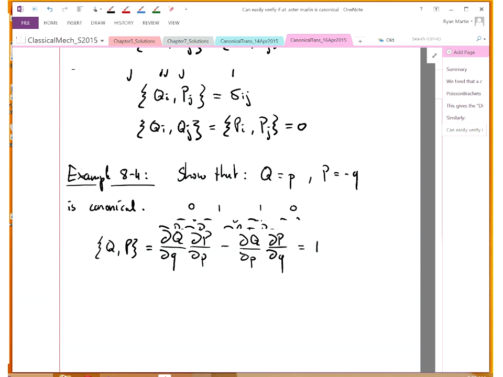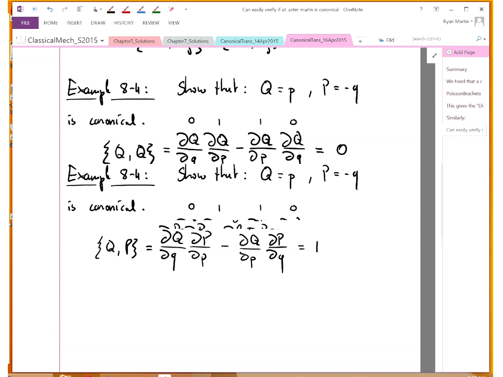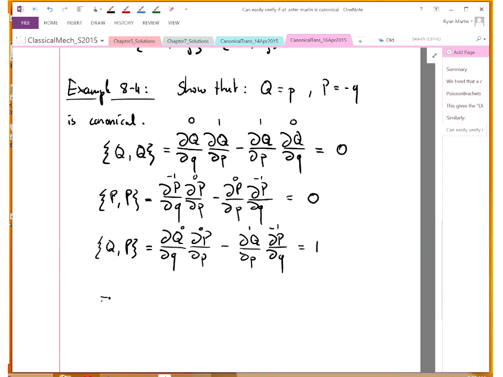And so that, in fact, satisfies the conditions that we outlined above. If I do Q's with P's, in this case there's only 1 Q and there's only 1 P, right? So there's no ij. So Q with P gives 1, and all the other ones give 0. That's a much easier way to check if that transformation is canonical.